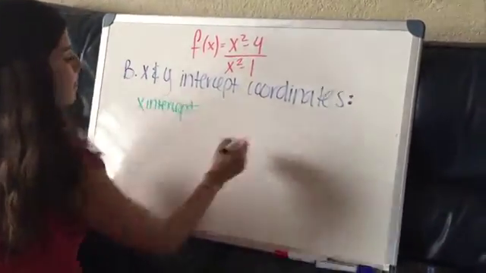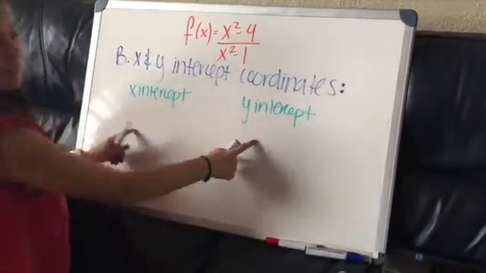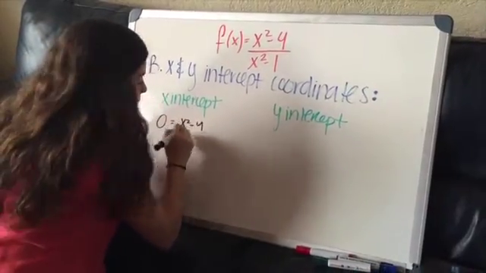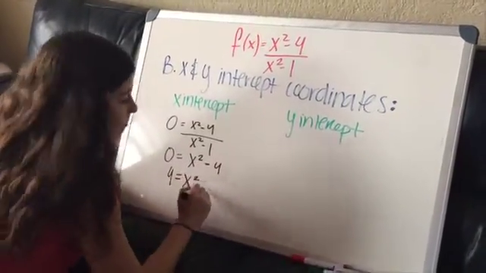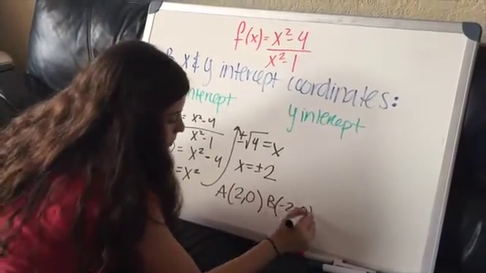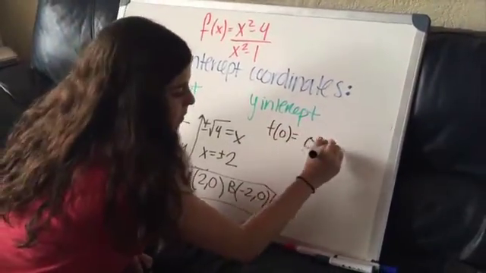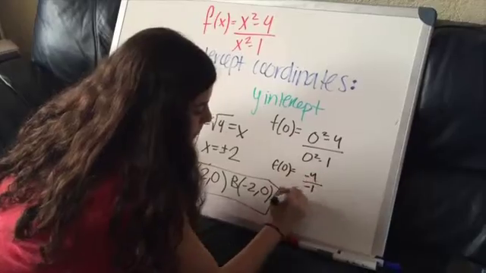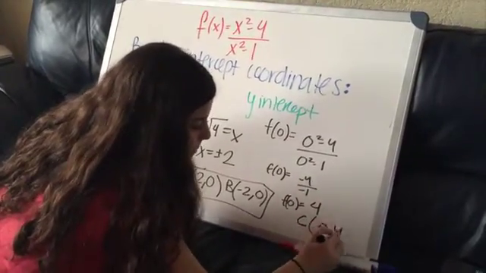Point B was to get the x and y intercept coordinates. For the x-intercept, all we had to do was equal the function to 0. After solving it out, we saw that there were two x-intercepts, which would be point A, (2, 0), and point B, (-2, 0). For the y-intercept, all we had to do was equal the x's to 0. And after solving that out, we saw there was only one y-intercept, that was C, (0, 4).